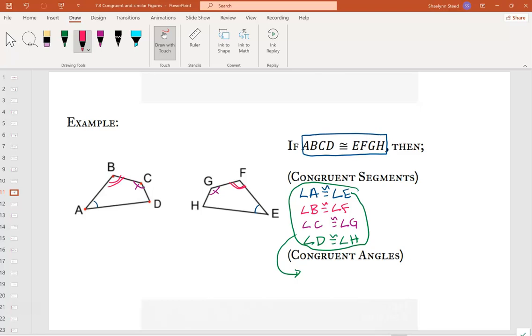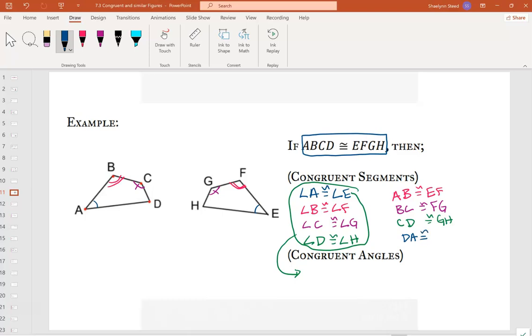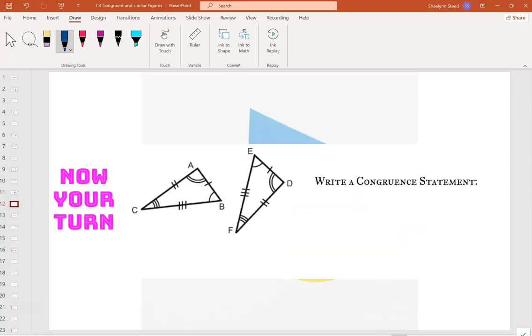So the side lengths, we can say that line AB is in the exact same place as EF, so those will be congruent. We can do the same thing with side BC is going to be congruent to side FG. You can say that side CD is congruent to side GH. And you can also say that side DA or AD, they are the same length, is going to be congruent to side HE. Alright, I want you guys to try the exact same thing here.